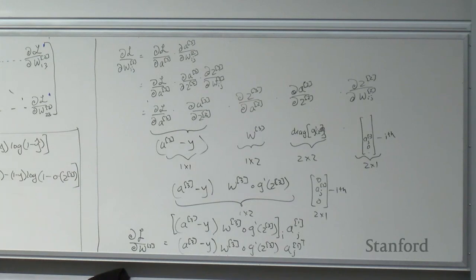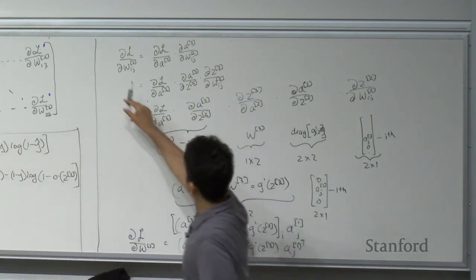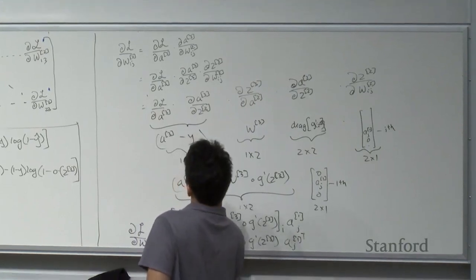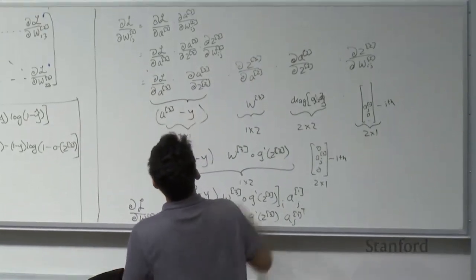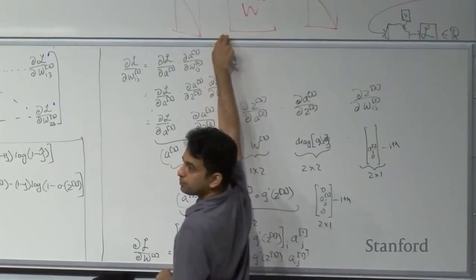This question? What is this one? Why is it aj1? It's aj1 because we are calculating with respect to W2. And for W2, sorry, I should have kept the picture here. For W2, a1 is the thing it gets multiplied by.